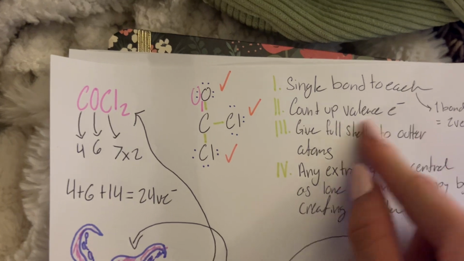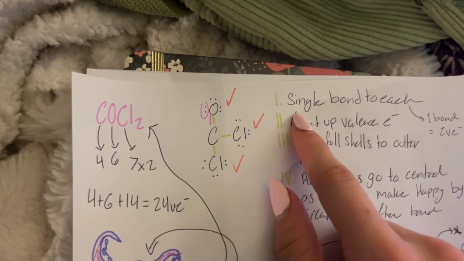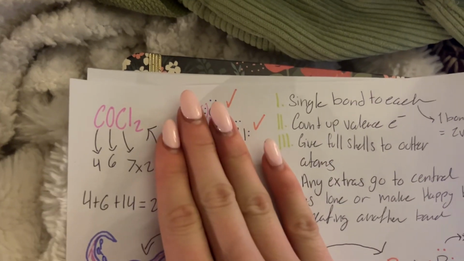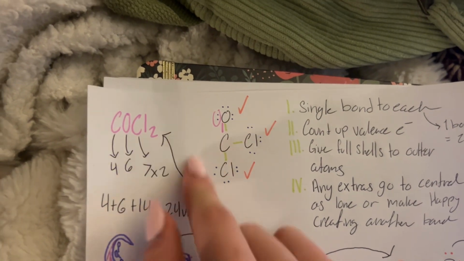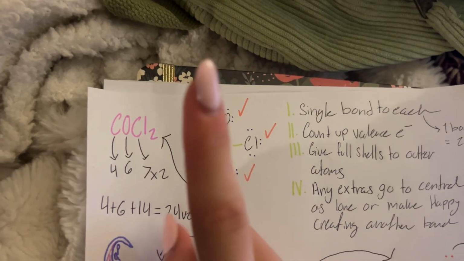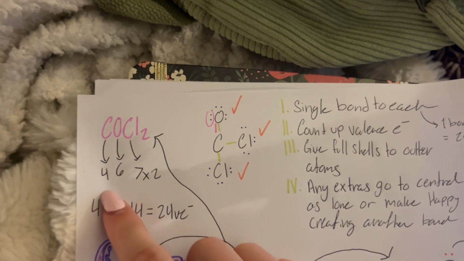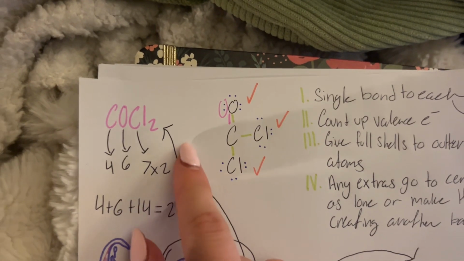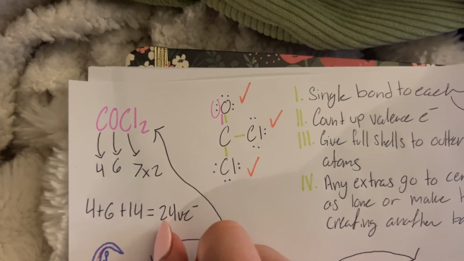The first step is to count all valence electrons. We did that. Now, single bond for each atom attached to the central atom. The central atom is usually the first, but if H is first and it's an acid, hydrogen is not a central atom because it can only bond once. Don't put hydrogen in front. Carbon is going to be our central because if you have the choice, carbon will always be your central atom because it can bond 4 times.